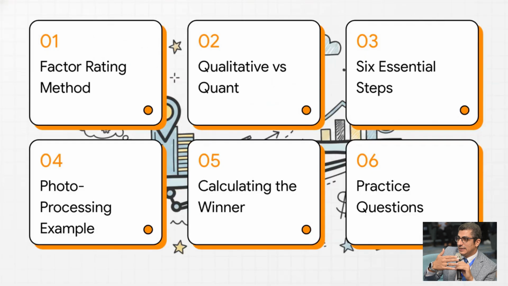All right, here's our study guide for today. 1. The factor rating method. 2. Qualitative versus quantitative inputs. 3. The 6 essential steps. 4. Example, photo processing store. 5. Calculating the winning alternative. And 6. Final exam practice questions. We'll break down the theory first, apply it to a real-world example straight from the source material, and finish up with a pop quiz to lock it in.